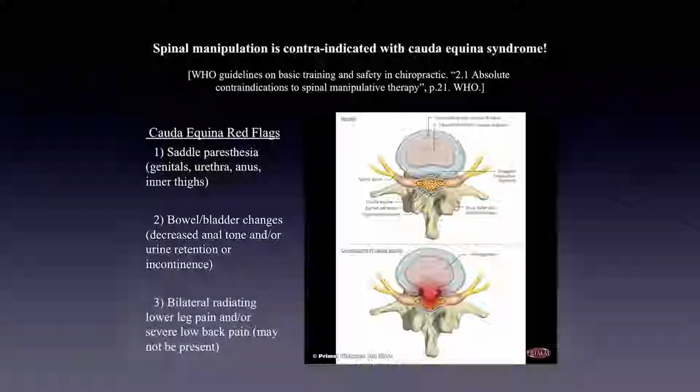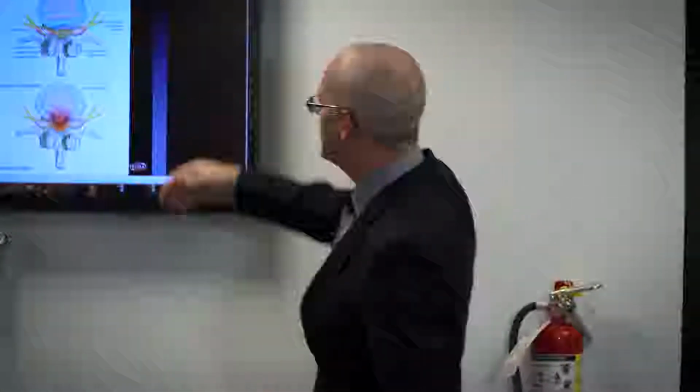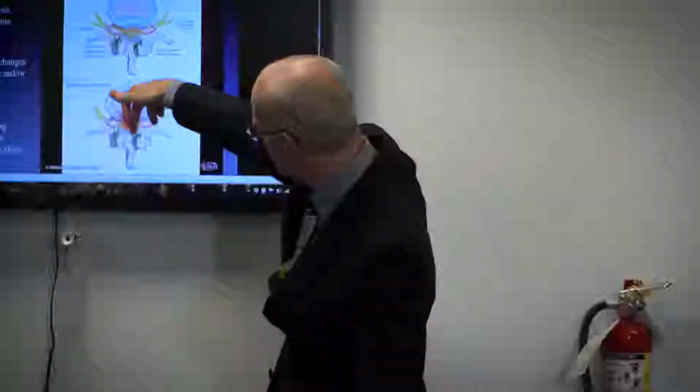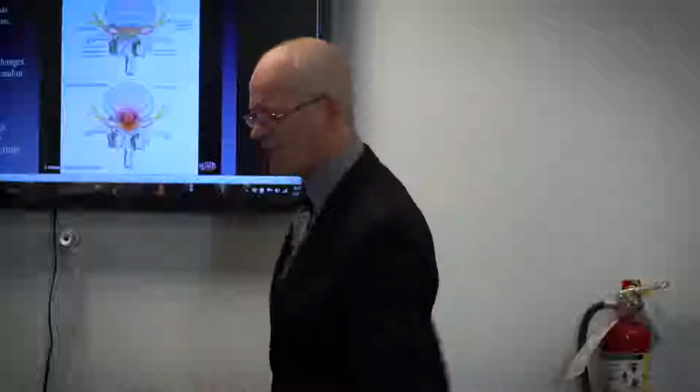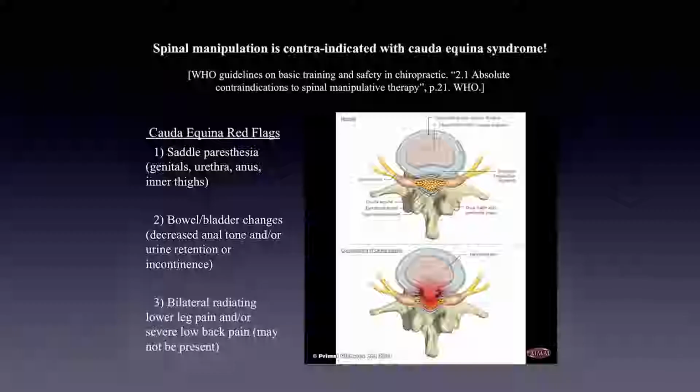So spinal manipulation is contraindicated with cauda equina syndrome. This is from the WHO, World Health Organization guidelines on basic training and safety in chiropractic. As you know, with cauda equina syndrome, what we're having is a central disc herniation coming right into and compressing directly into the spinal cord at that L5, S1 level, typically. What we're going to see is saddle paresthesia. There's numbness through their genital and anal region.